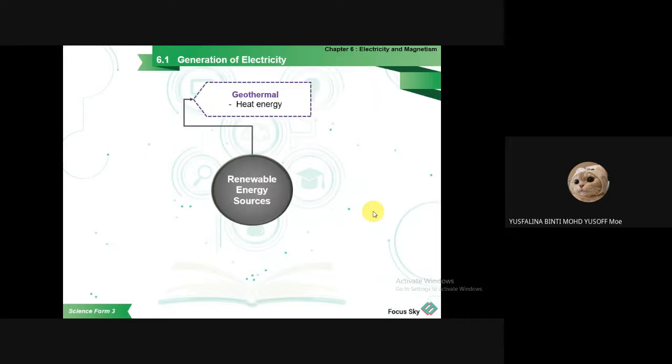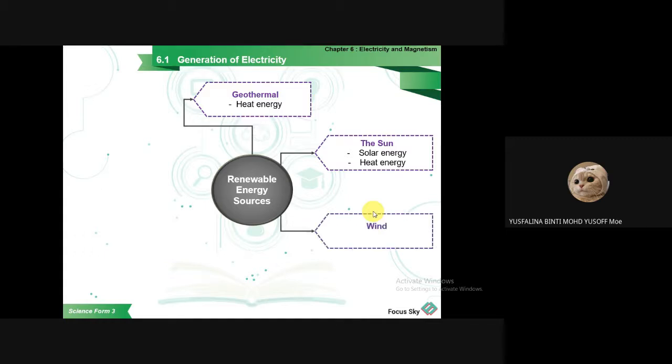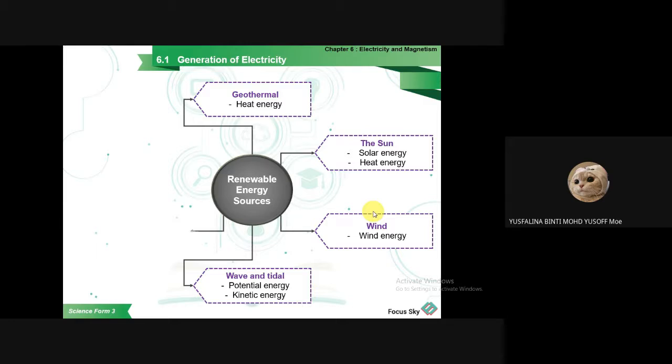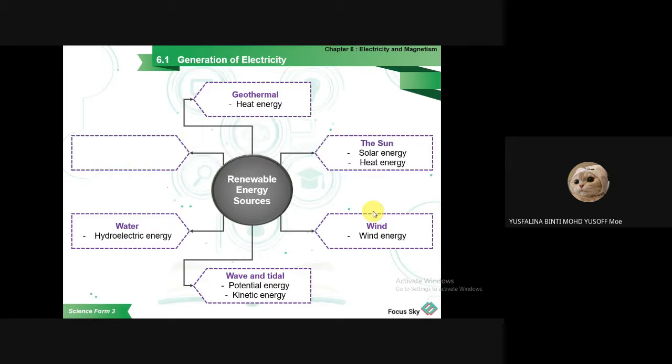Renewable energy sources: geothermal is used to produce heat energy. The sun is used to produce solar energy and also heat energy. Wind is used to produce wind energy. The wave and the tidal produce potential energy and kinetic energy. The water produces hydroelectric energy. And the biomass produces biomass energy. This biomass will produce methane gas.